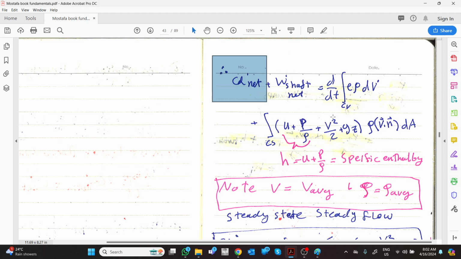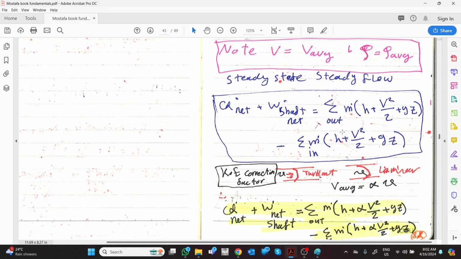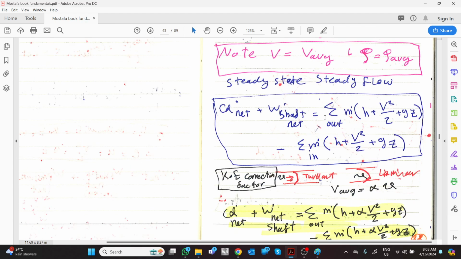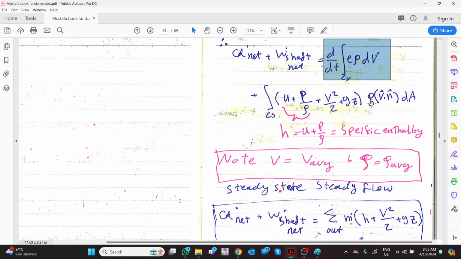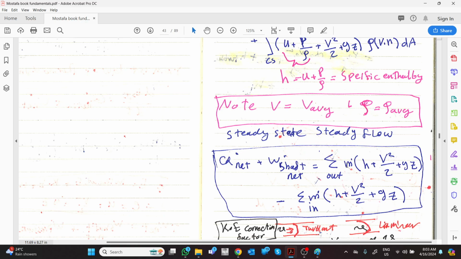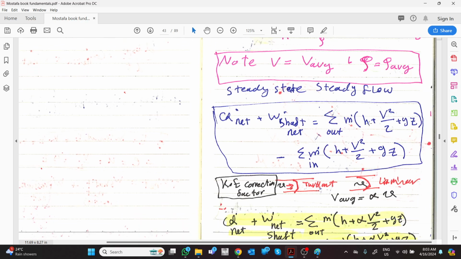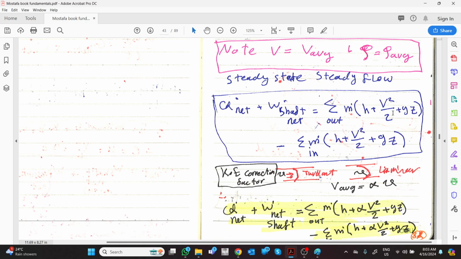Note that when we are using velocities, it is the average velocity, and when you're using rho, it is the average rho. However, we need to calculate exactly what the average rho and average velocity are. If we state that it is steady state, this term is gone. So Q in minus Q out plus work in minus work out equals the change of mass multiplied by the enthalpy, which is this term, plus the kinetic energy plus the potential energy minus this one.